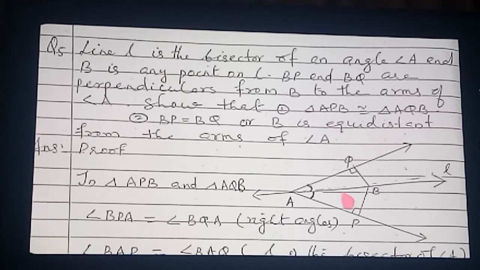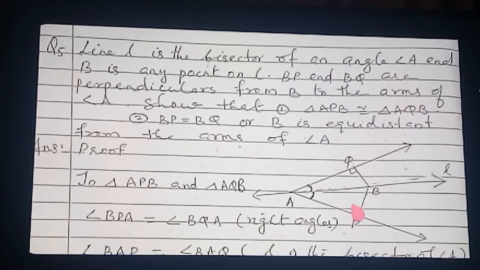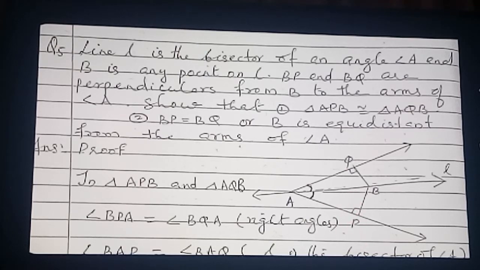You want to prove that triangle APB and triangle AQB are congruent. Second point, what you want to prove? BP is equal to BQ. Actually, BP equal to BQ you will get from CPCT. So only what you want to prove is that triangle APB and triangle AQB are congruent. Okay, I have taken it directly.